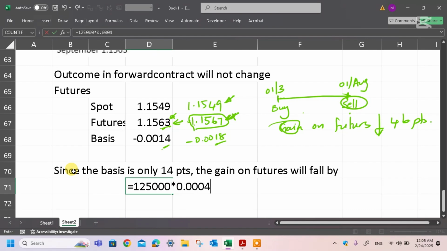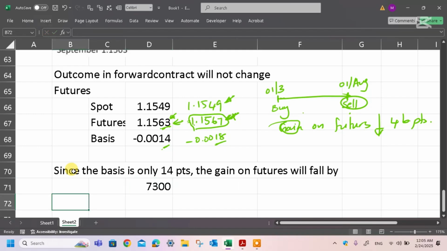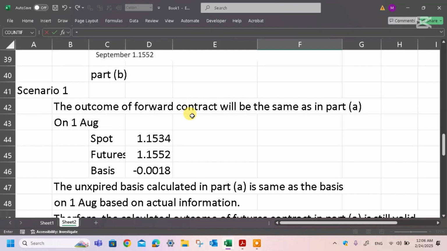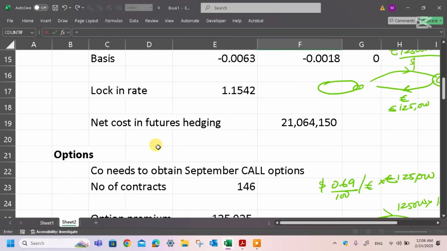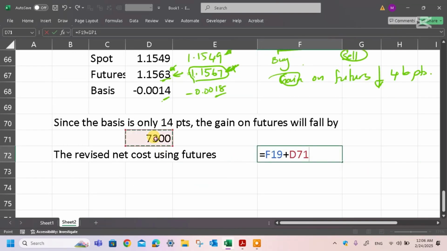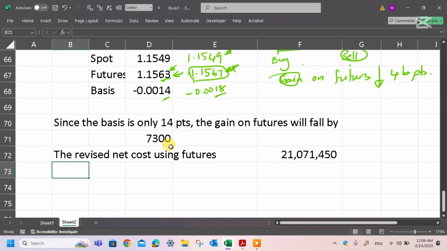0.0004. This is the loss on one contract multiplied by 146 contracts. 7,300 additional cost is going to be there. Gain is reducing, which means additional cost. So the revised net cost using futures will be whatever answer we got already plus 7,300. Here, the futures answer we got, how much? This price. Net cost in futures was this plus that 7,300. Okay, this is what you call basis risk, right?